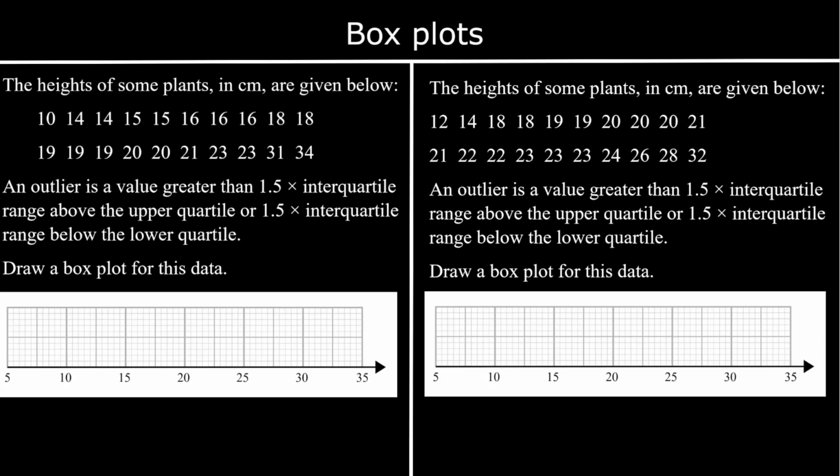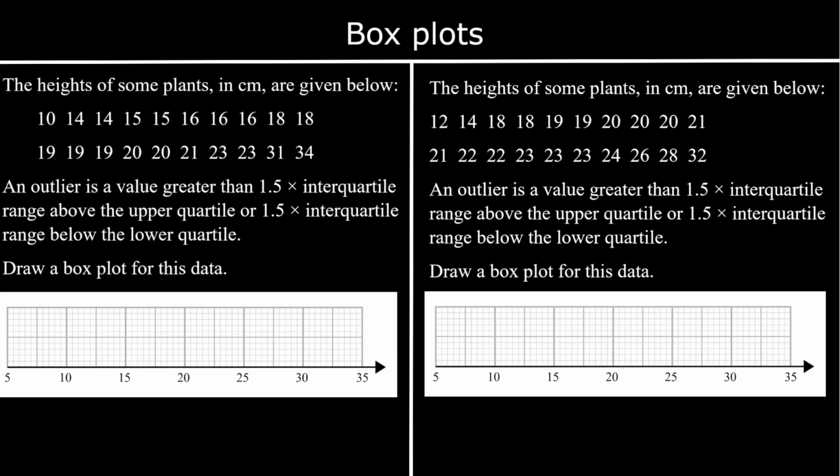In this video, we are going to look at box plots, and we're going to look at how we represent outliers on our box plots as well. So this first question, the heights of some plants are given, and we need to draw a box plot, and we're told an outlier is 1.5 times the interquartile range above the upper quartile, or 1.5 times the interquartile range below the lower quartile. So let's work out our quartiles and our median, and then see if there are any outliers that we need to represent with a cross on our box plot.